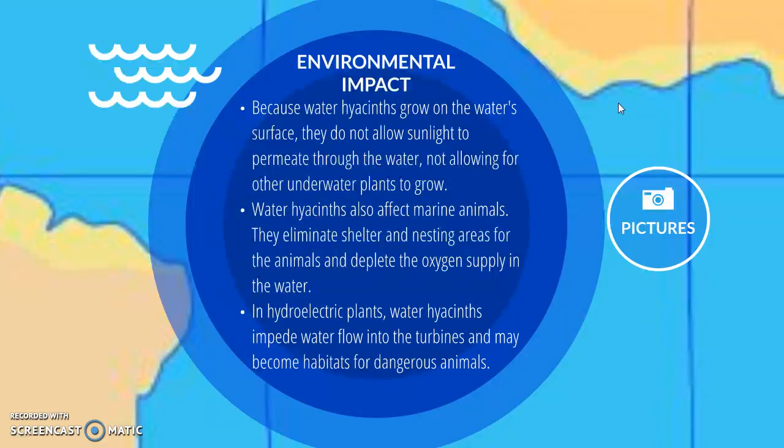And in hydroelectric plants, water hyacinths impede water flow in the turbines, and they may become habitats for dangerous animals such as alligators. They also affect the economy. In 1990, the world reportedly spent $3 billion a year trying to regulate the water hyacinth.